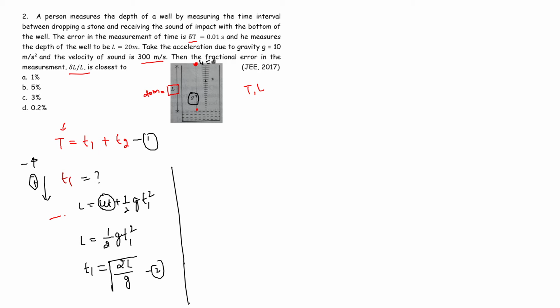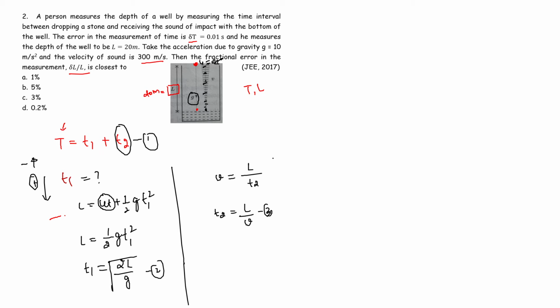Now we have to get the value of T2. What is T2? T2 is the time taken by the sound that originated after the impact to reach the surface, assuming we are hearing from the level of the well. There won't be any acceleration for the velocity of sound, so we can simply use the formula speed equals distance over time. Here the speed of sound v equals distance L over time t2. That means t2 equals L over v, which is equation 3.